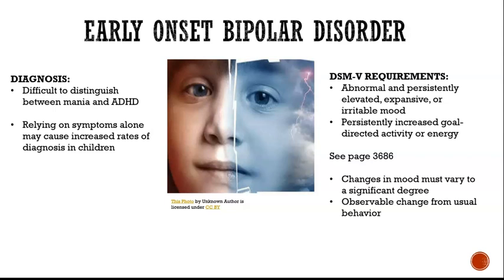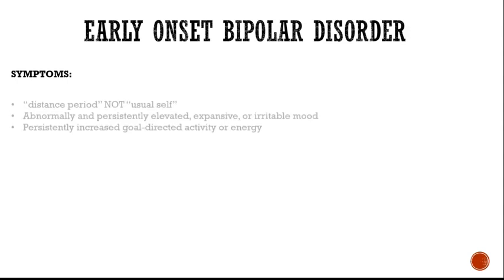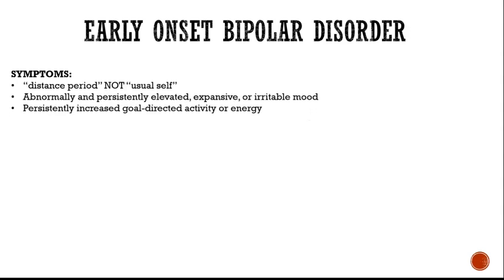What are some of the symptoms of early onset? They have a distinct period where they are not their usual self. So again, you may have a hyperactive child, but this is well above. This is like that 0 to 100 that your patients may tell you about. This is not usual for this child. Again, abnormally and persistently elevated, expansive, or irritable mood, persistently increased goal-directed activity or energy.